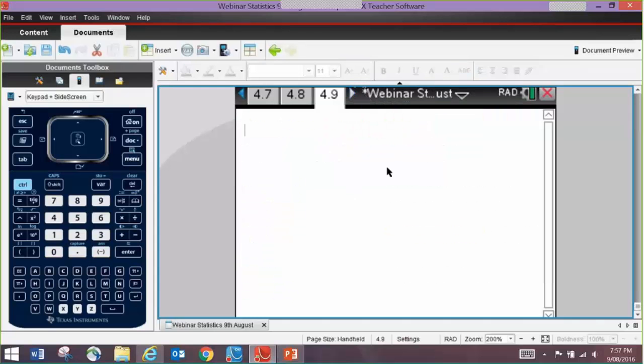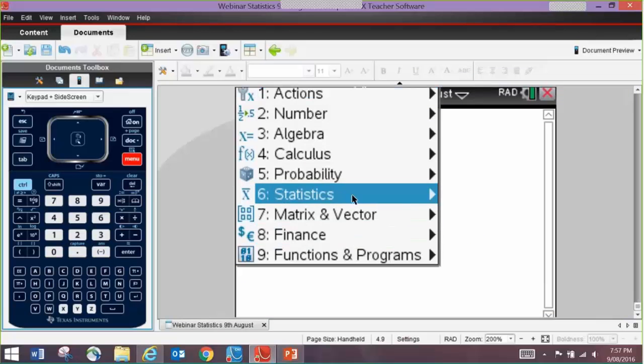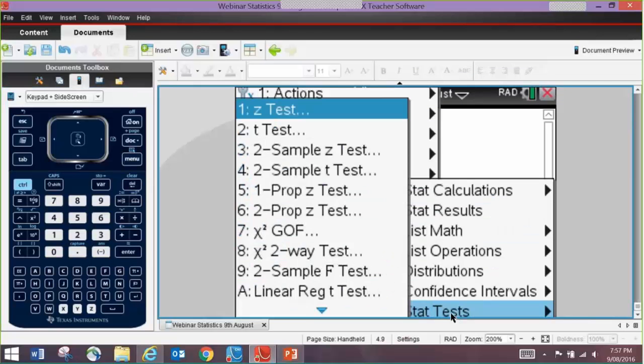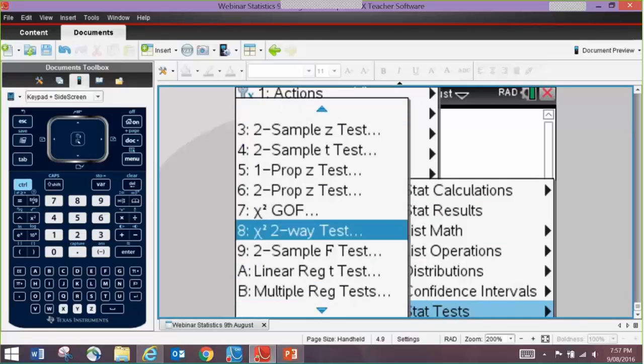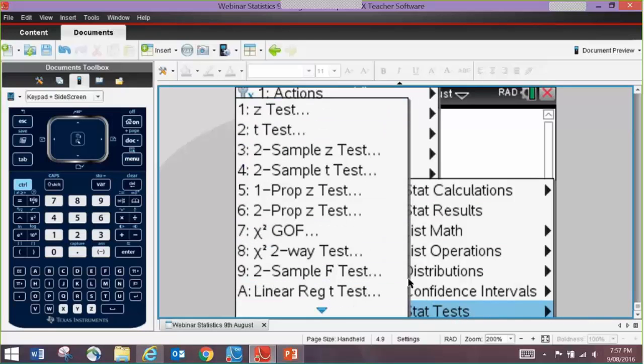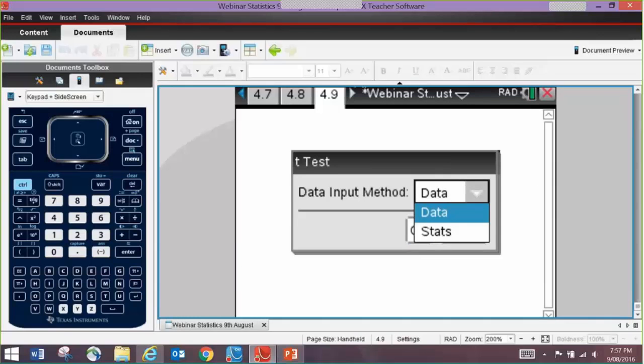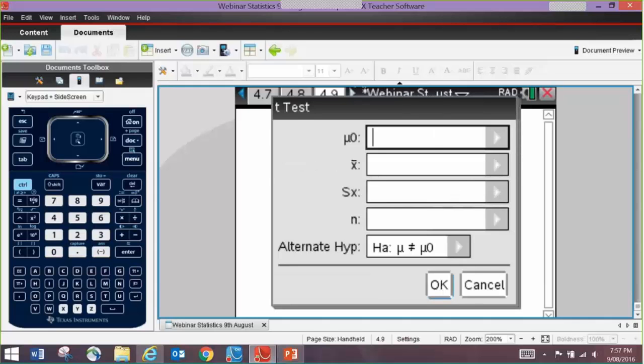Let's go to another screen. So menu, statistics, and so this is in the stat test menu. Because I don't know the population standard deviation, I'll do the t-test, and I've got statistics to enter. So you can see the screen comes down ready for the hypothesis test. So my mean was 9.2. My sample mean was 9.8. My unbiased estimate of the standard deviation was 1.6, and there were 25 pieces of data.